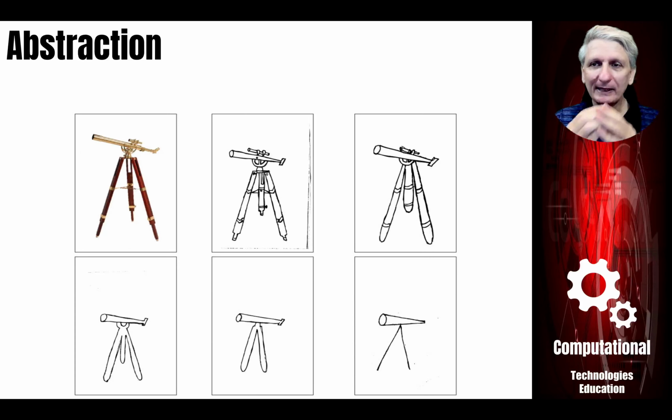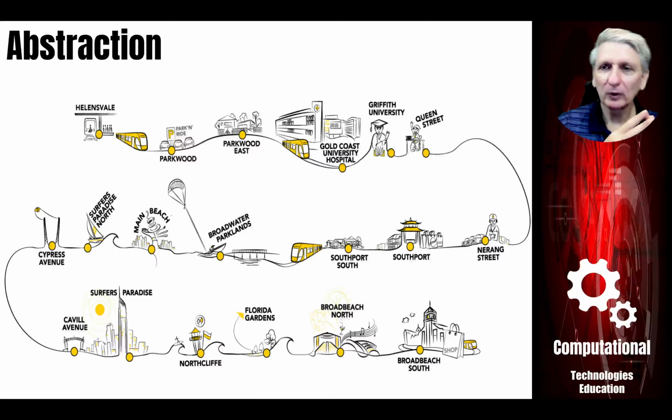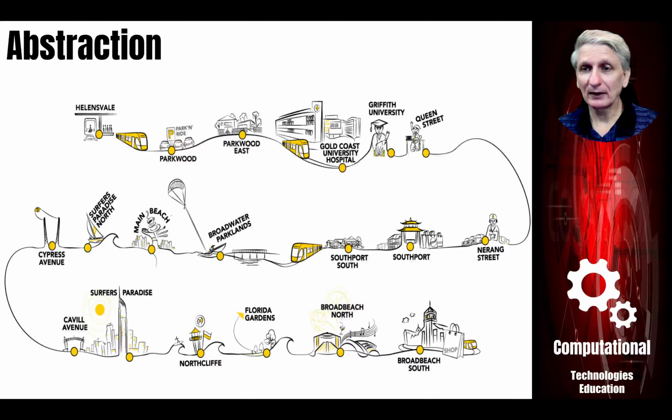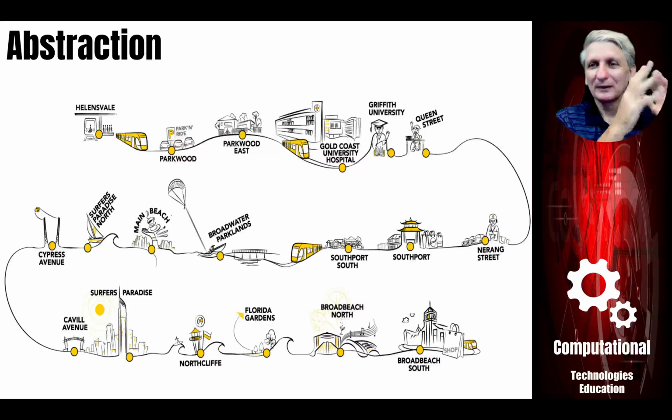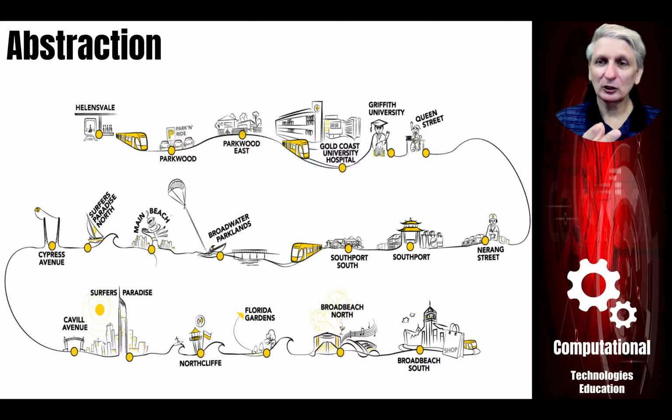Now, this can also apply to things such as maps or infographics. In this case, this is a way of representing a journey from the northern part of the Gold Coast to the southern part of the Gold Coast and the various points that will be passed through if you traveled on the tram from the northernmost tram station to currently the southernmost tram station. So again, it's an abstraction.